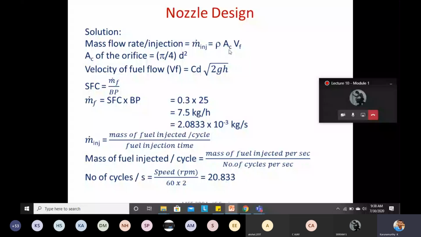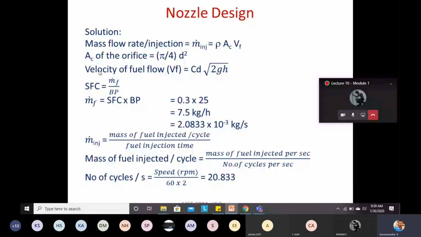Let us say it is the diameter of the orifice. Then the mass flow rate per injection, when the fuel is being injected, what is the amount of fuel being injected? To calculate the mass flow rate per injection, it is rho A V. This is the density of the fuel, this is the cross-sectional area of the orifice, and V is the velocity with which the fuel is injected. The area of the orifice is pi by 4 d square, where d is the diameter of the orifice. The velocity of the fuel flow coming out from the fuel nozzle is Cd root 2gH, where H is the pressure drop.